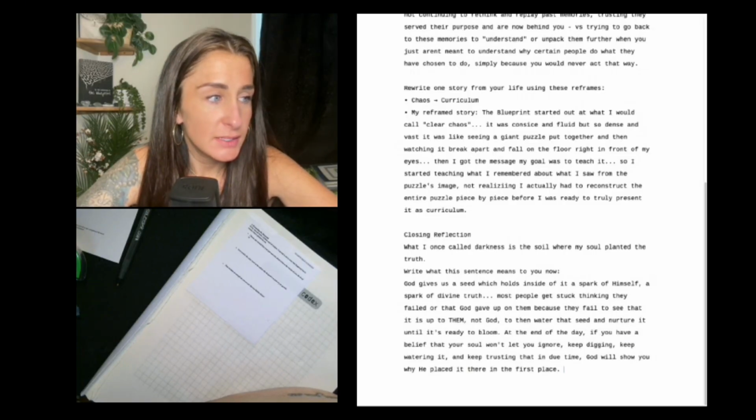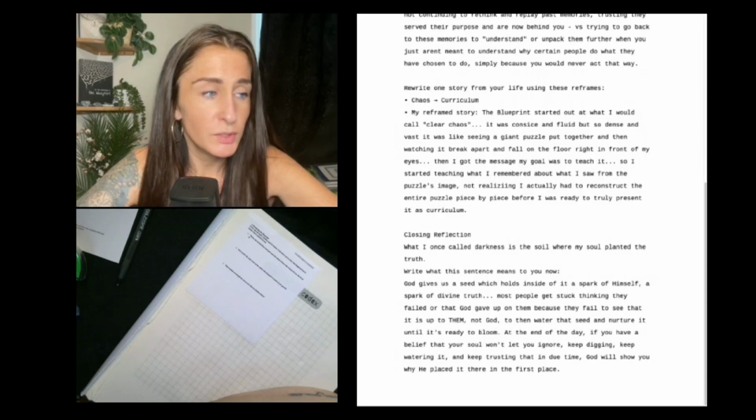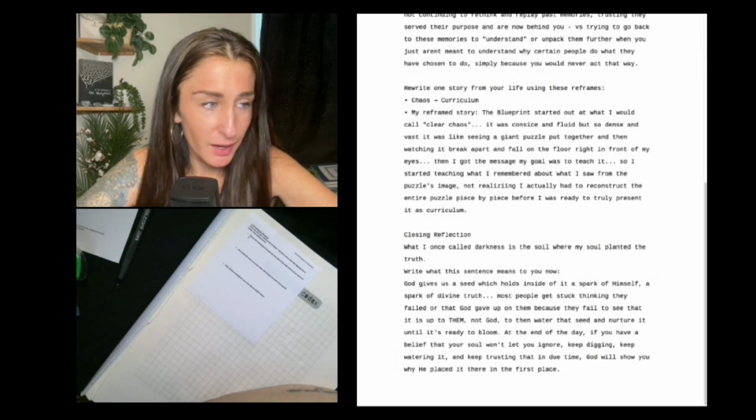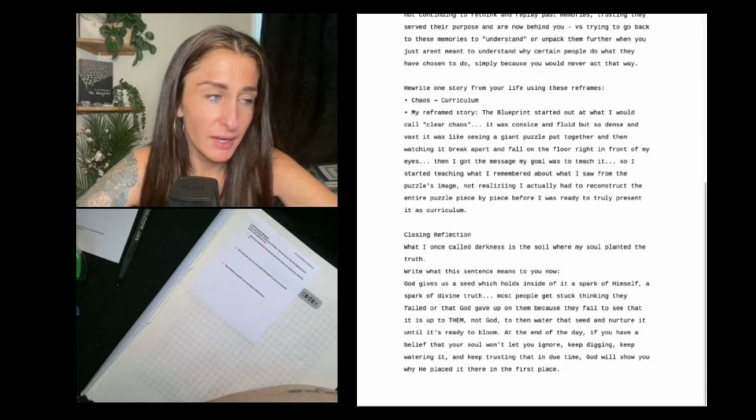God gives us a seed which holds inside of it a spark of himself, a spark of divine truth. Most people get stuck thinking that they failed or that God gave up on them because they failed to see that it is up to them, not God, to then water that seed and nurture it until it's ready to bloom. At the end of the day, if you have a belief that your soul won't let you ignore, keep digging, keep watering it, and keep trusting that in due time, God will show you why he placed it there in the first place.